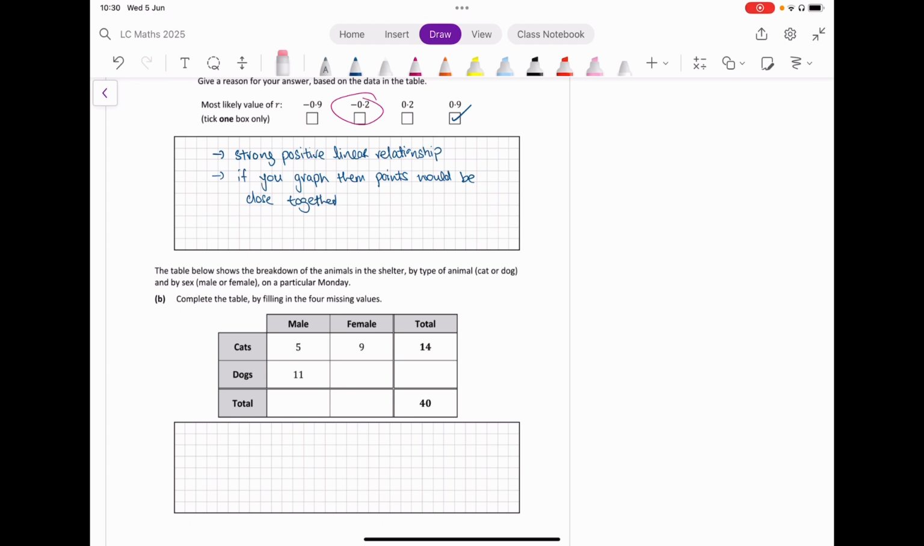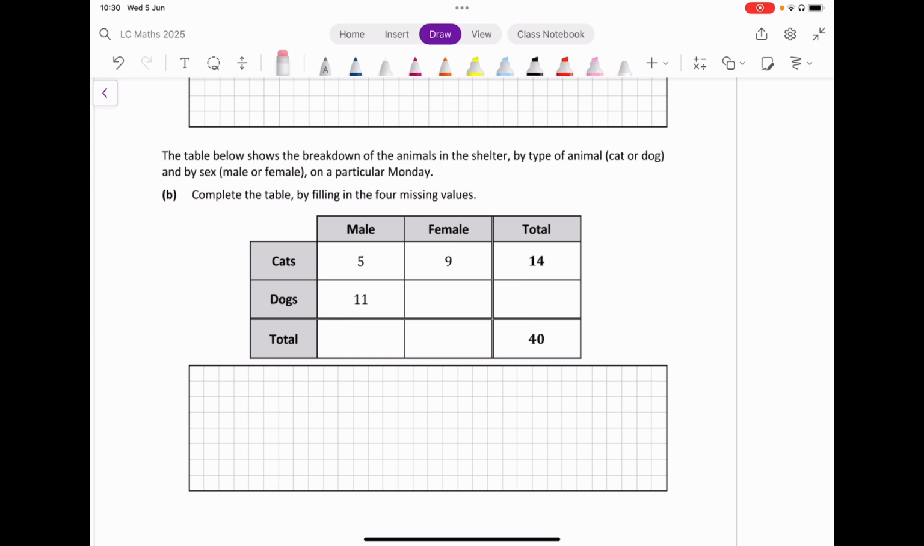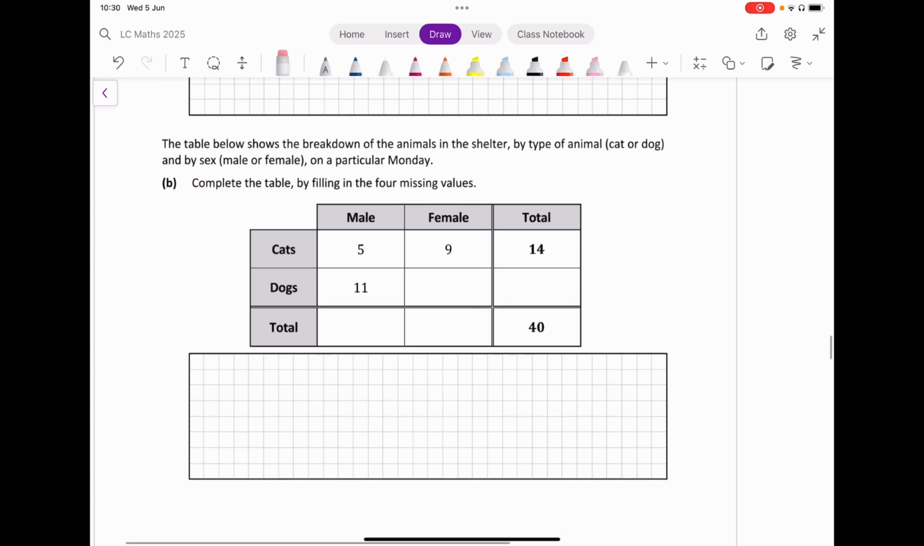Okay, right, the table below shows the breakdown of animals in the shelter by animal, and by sex, male or female, on a particular day. All right, so let's just have a look at these. Male cats and dogs, that means we're going to have 16 of those. Oh, sorry, turn that down a bit. There we are. So we're going to have 16 males.